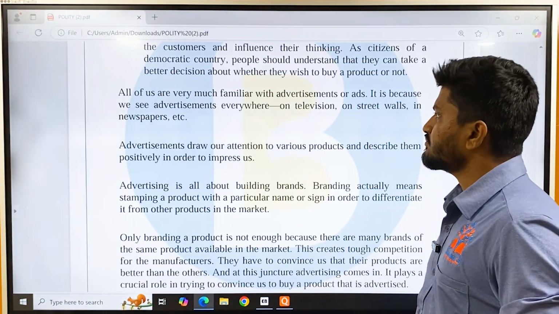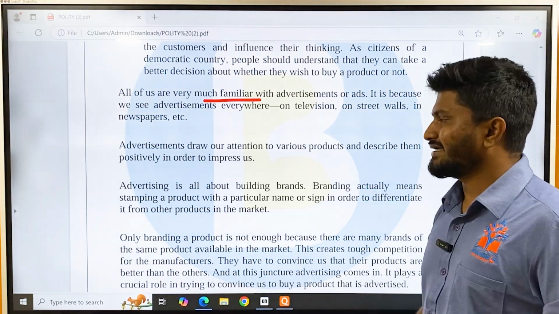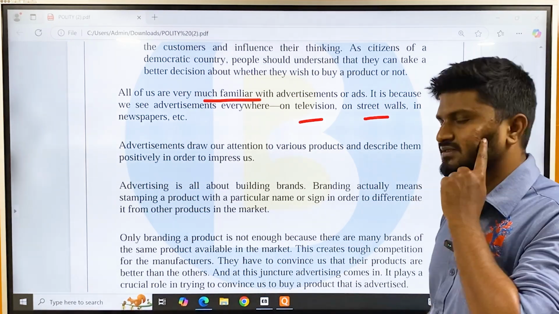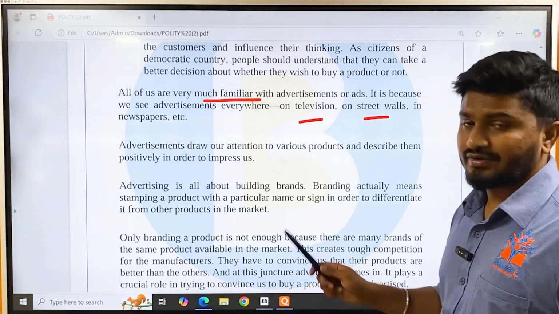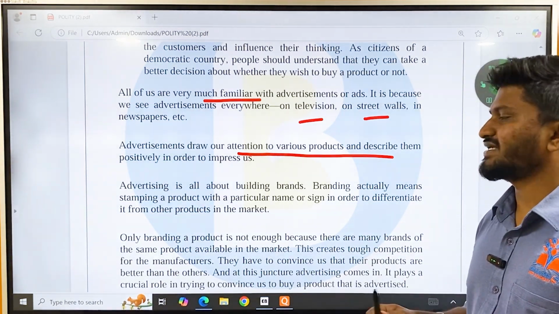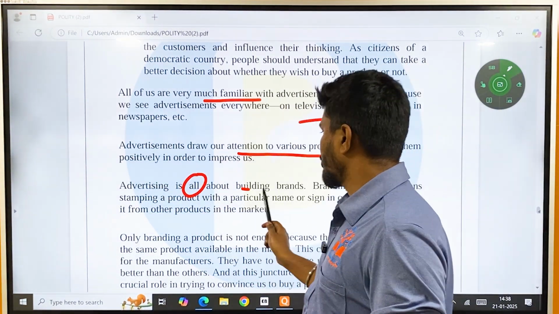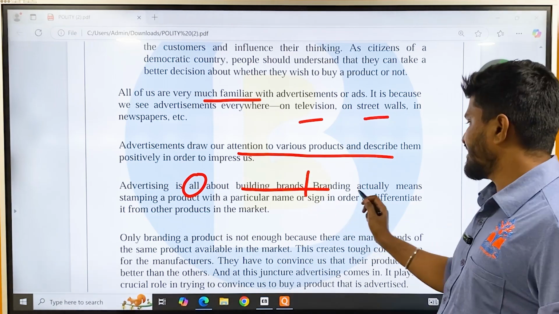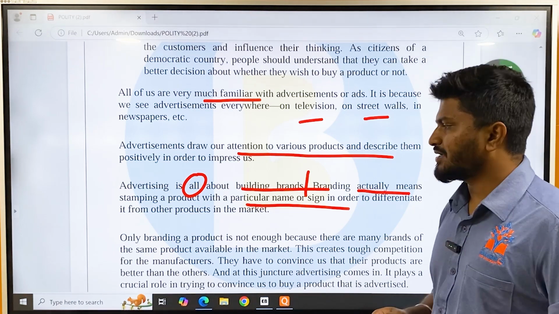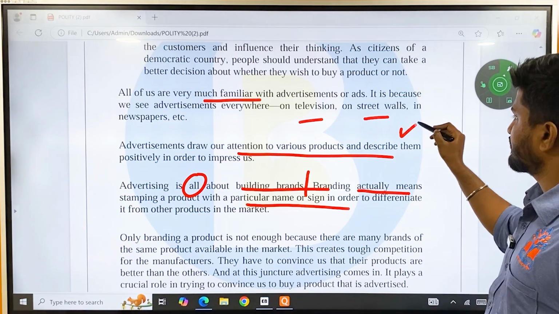Advertisement. All of us are very much familiar with advertisements or ads, because we see advertisements everywhere: on television, on street walls, in newspapers, mobile phones, etc. Advertisements draw our attention to various products and describe them positively in order to impress us, the consumers or customers. Advertising is all about building brands. Branding actually means stamping a product with a particular name or a sign in order to differentiate it from other products in the market.